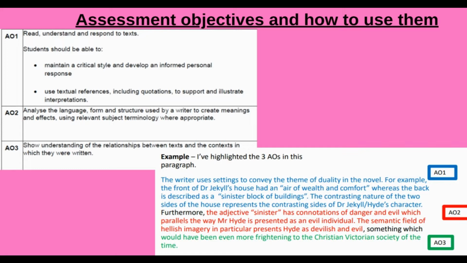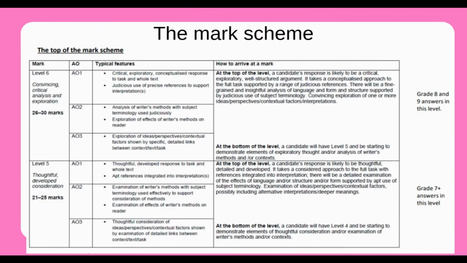So you can see in this example paragraph that I have highlighted the 3 AOs. So the writer uses settings to convey the theme of duality in the novel, etc., etc. We'll go through the essay soon, but blue is AO1, red is AO2, and green is AO3. Now let's look at the mark scheme. So you should always be looking at the top of the mark scheme.